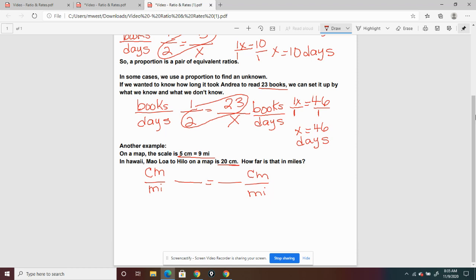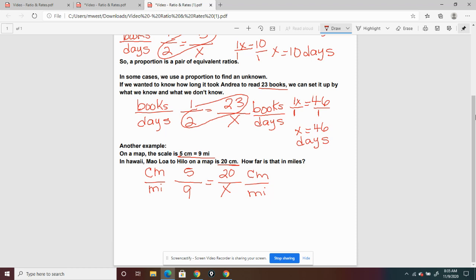Well, what we do know is that 5 centimeters equals 9 miles. And then Maolo to Hilo, I know I'm butchering those words, on a map is 20 centimeters. So centimeters goes right here. And then you've got X, because we don't know how many miles that is. That's what it's asking us.